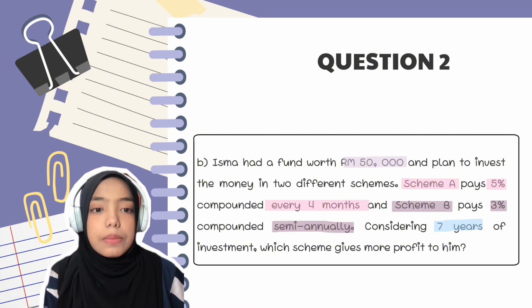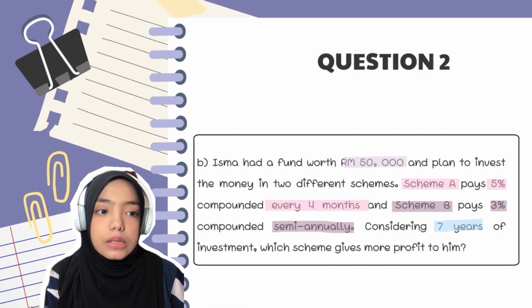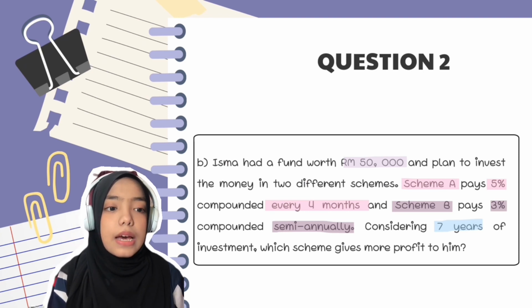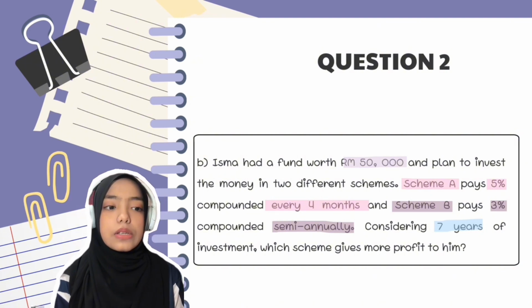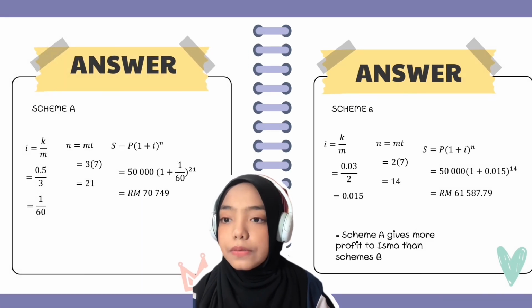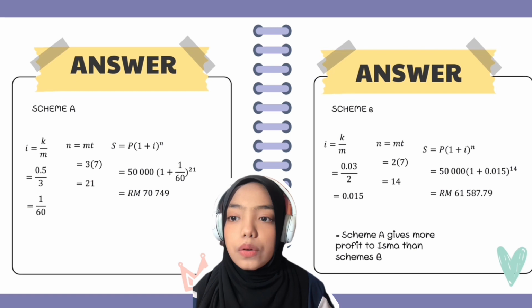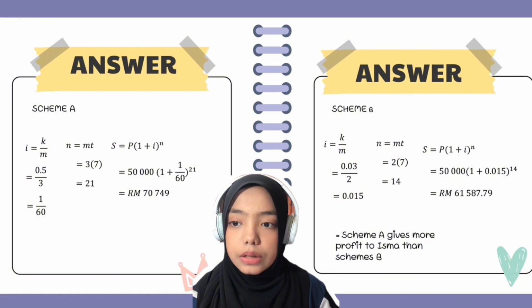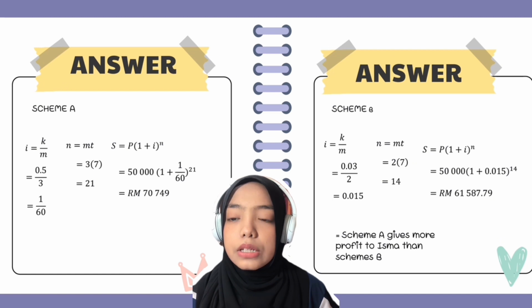Question 2B. Isma had a farm worth 50,000 and planned to invest the money in 2 different schemes. Scheme A pays 5% compounded every 4 months and Scheme B pays 3% compounded semi-annually. Considering 7 years of investment, which scheme gives more profit to him? To get the scheme answers, first we have to find the value of i and n. To get i, 0.05 over 3 will equal 1 over 60. It will be the i. And for the n, 3 times 7 equals 21 and it will become the n.